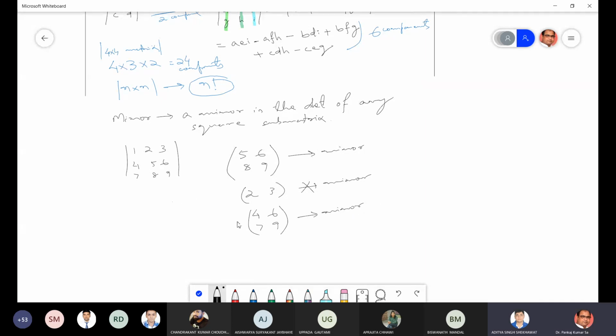That's right. What about 1, 2, 5, 6? No, sir, elements are not in proper order. This is not a minor. This cannot be a submatrix. This is not square. Though it is a submatrix, it is not square. And though it is a square, it is not a submatrix.